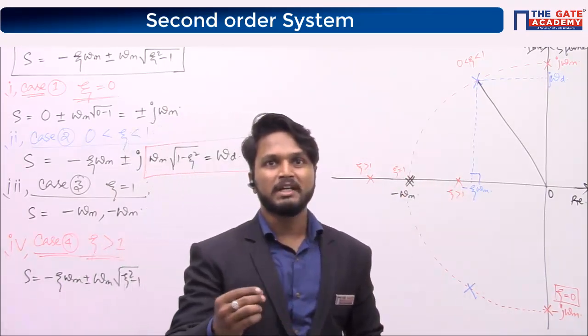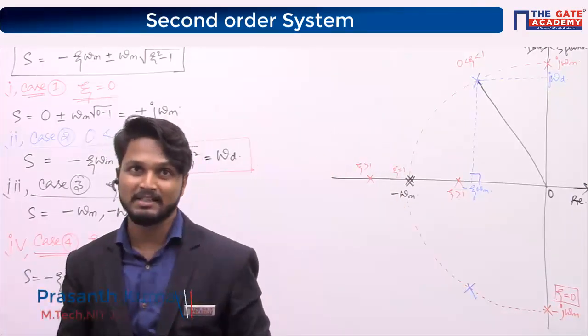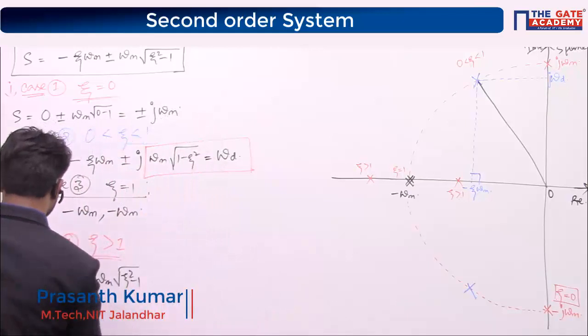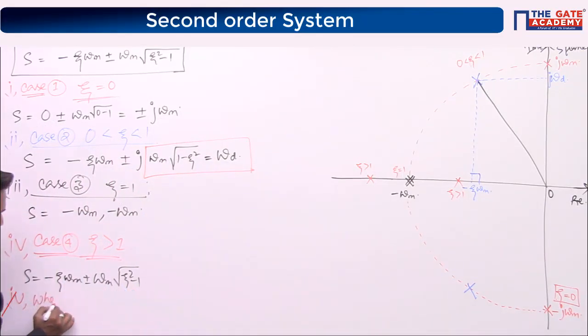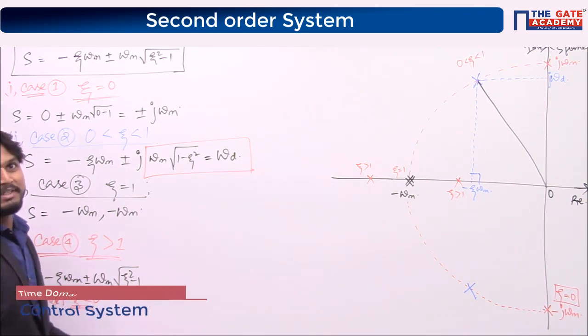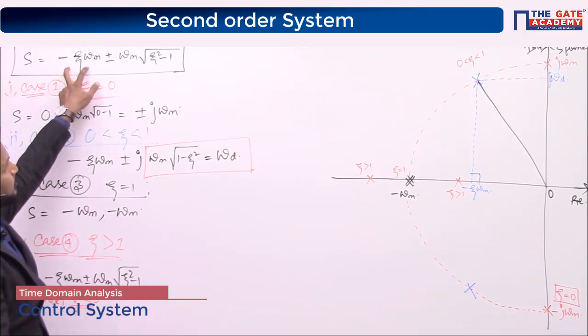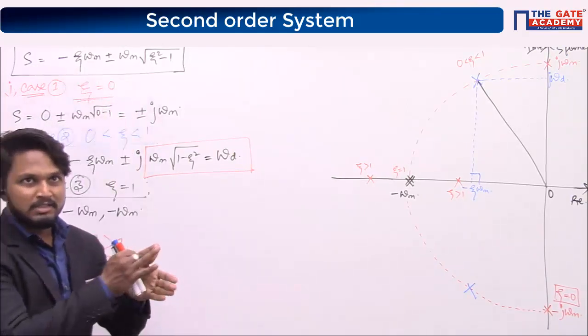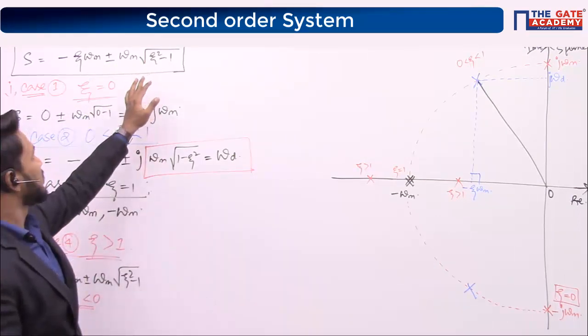So what if zeta is negative? There is one more case. What if zeta is less than 0, right? So the fifth case is when zeta is less than 0. So put some value of zeta which is less than 0. If zeta is less than 0, s will be what? This will be a positive number. Of course, if it is between 0 and 1, this will be a complex number, right?